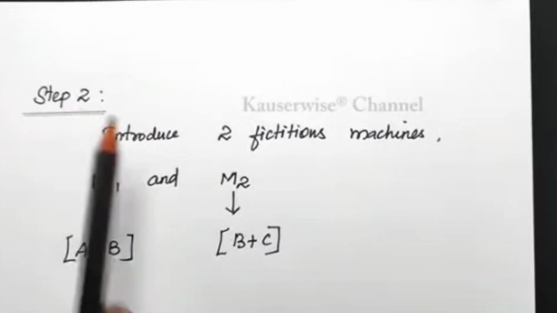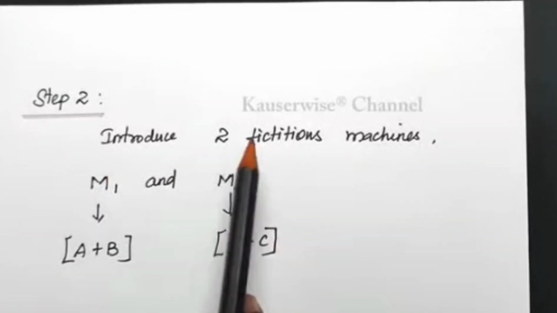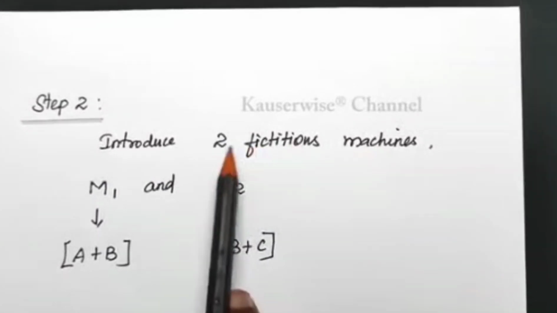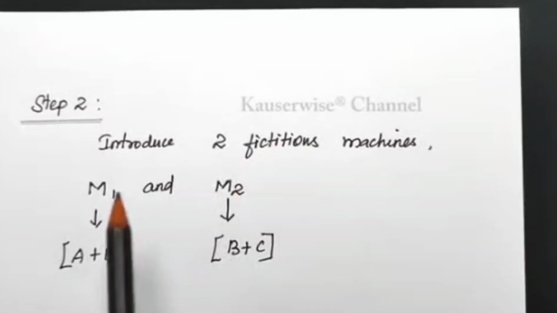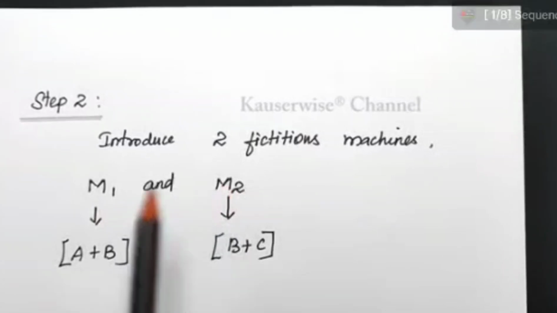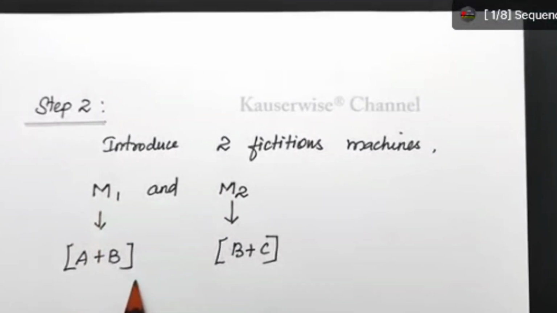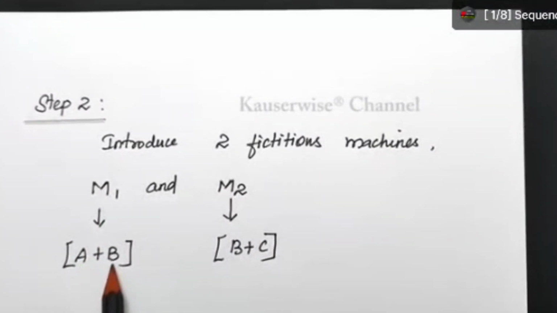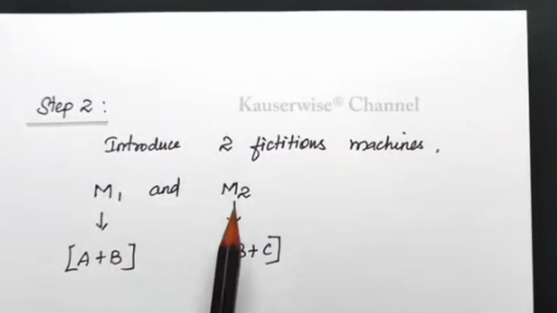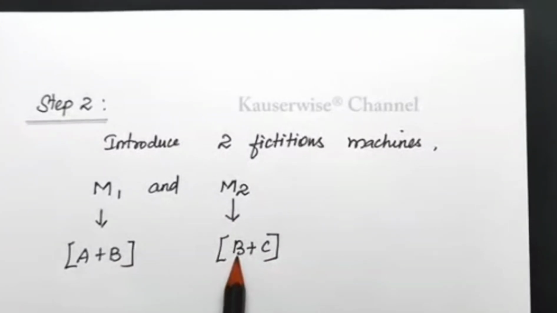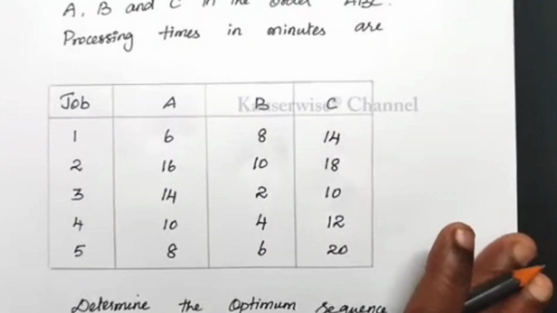Look at the second step. Here we need to introduce 2 fictitious machines. So fictitious means imaginary. That is M1 and M2. For M1, we need to club A's duration and B's duration, and for M2, we need to club B's duration and C's duration. See the problem.